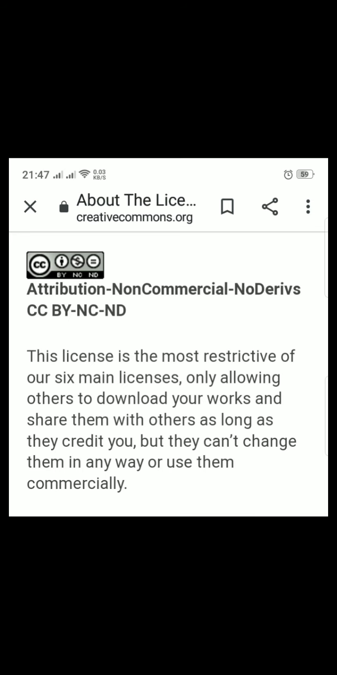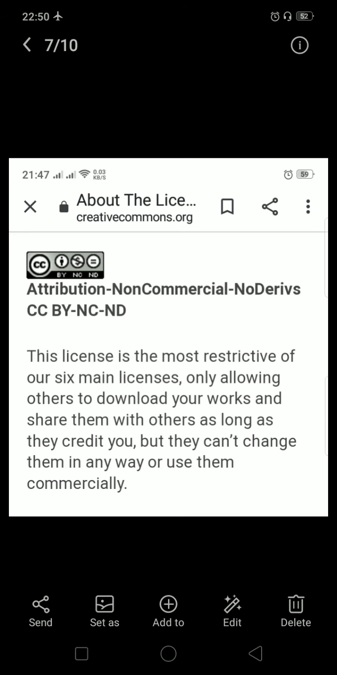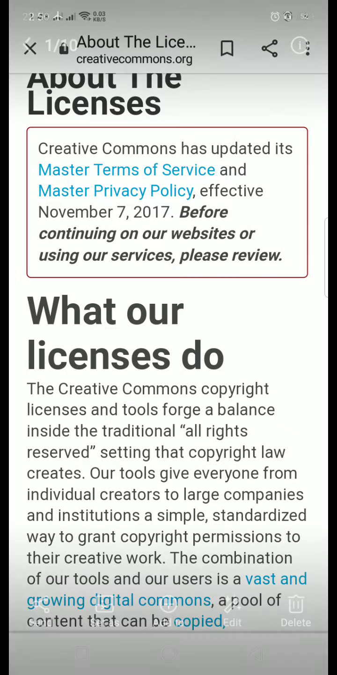So in this way, there are six licenses given by Creative Commons. You have to apply on this site. I will make a video on it. But remember, once you take the license, you cannot change it again. So for what items can you get a license? Photographs, PowerPoint presentations, videos, research papers, documents, etc.